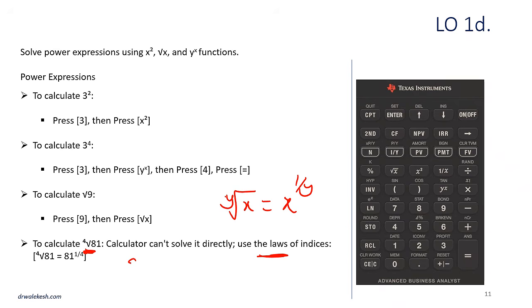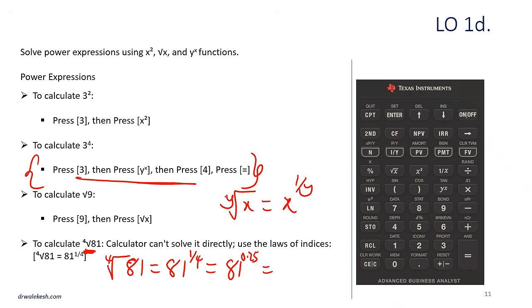That implies that the fourth root of 81 can be rewritten as 81 raised to power 1 over 4. 1 over 4 is the same thing as 0.25. So 81 raised to power 0.25. So to solve for this, how do we go about it? We can make use of this as a reference.